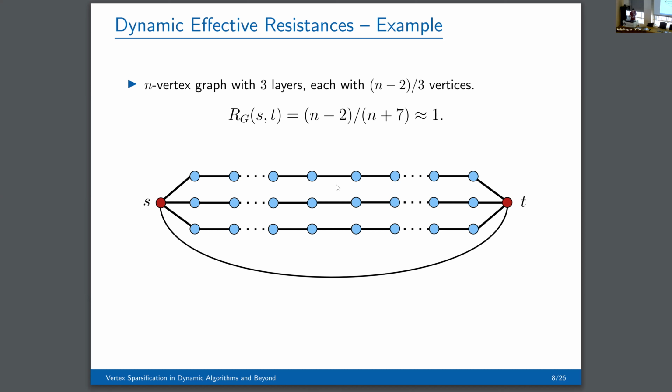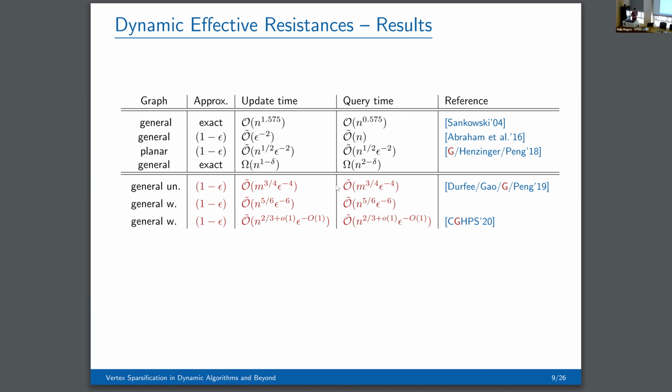Okay, so let's review what we know about this problem. There are some old algorithms, and probably now these have been improved by this work of Jan, Thatchaphol, and Danupon. But if you want exact solutions, then you will get something, but mainly those are going to be superlinear update times. If you want to maintain a spectral cut sparsifier, it's known that you can.